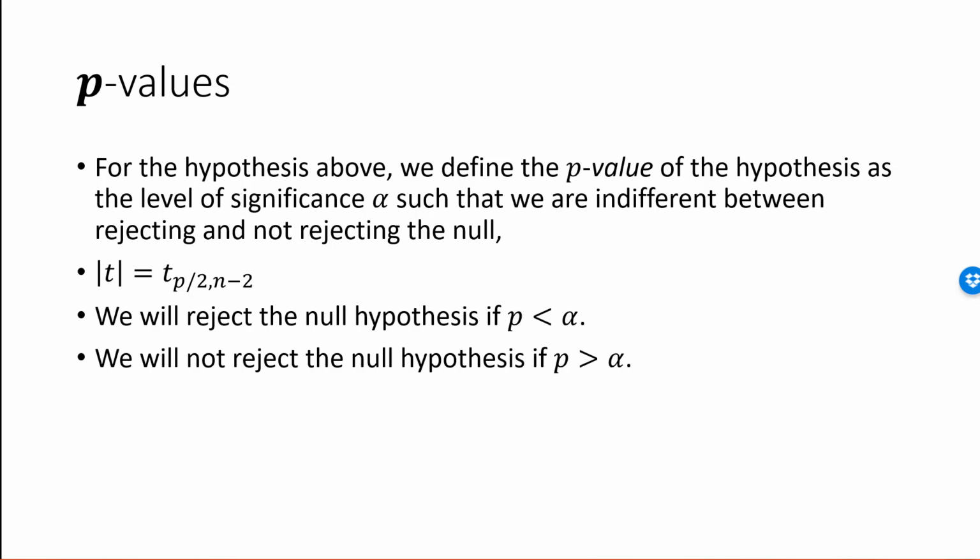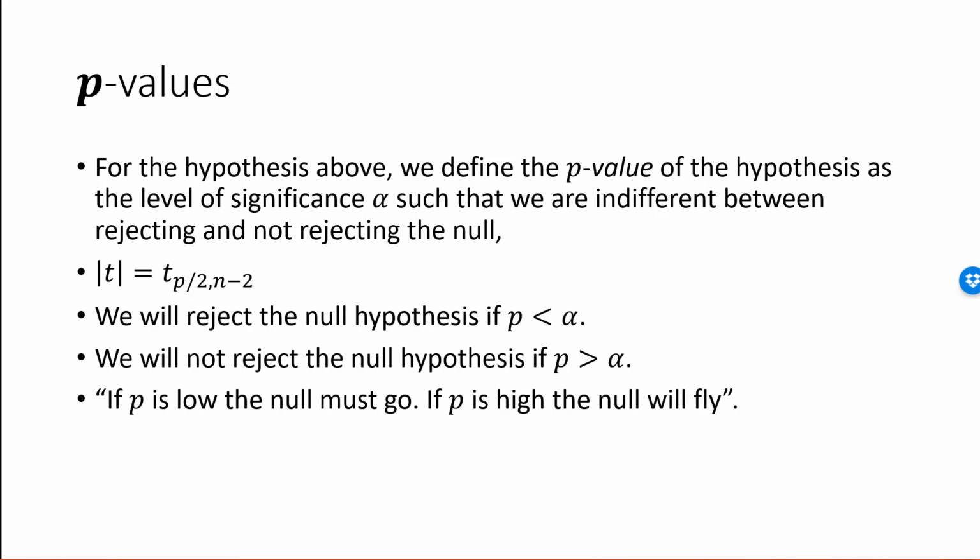There is a famous way of remembering this, because it is something we do a lot and you need to remember it. The saying goes something like this: if p is low, the null must go. If p is high, the null will fly. If you remember this sentence, you remember where to go. If the p-value is low, and low is in reference to your alpha, 5%, then the null must go. That is, you need to reject it. A low p-value is always connected with rejection.